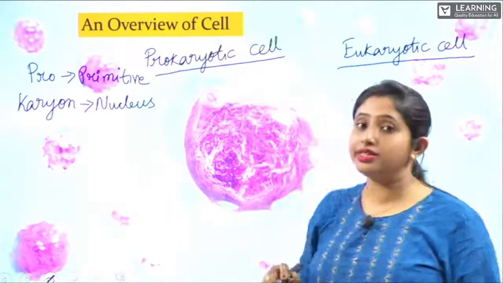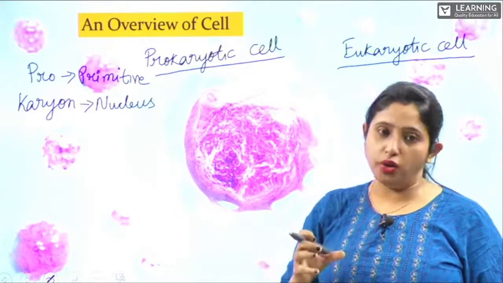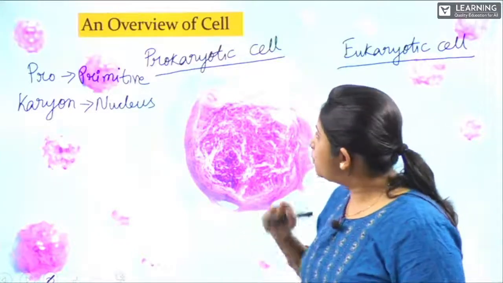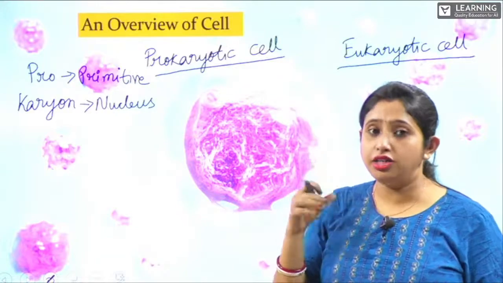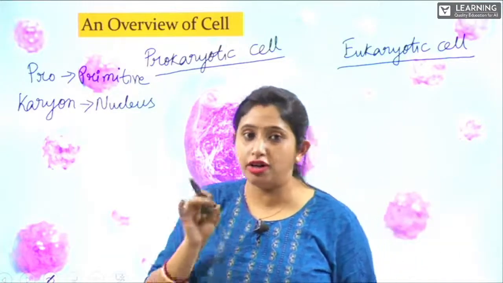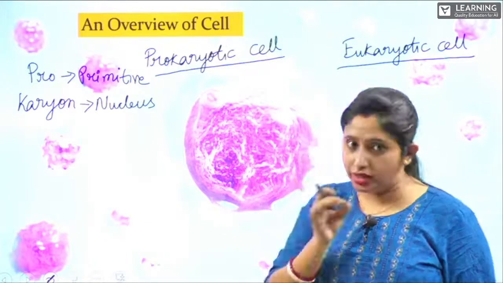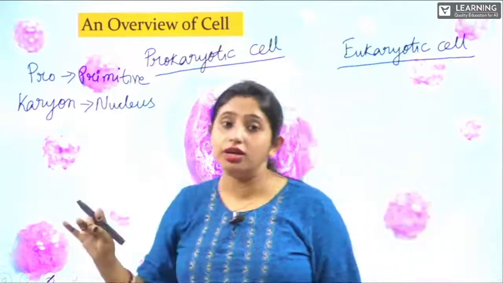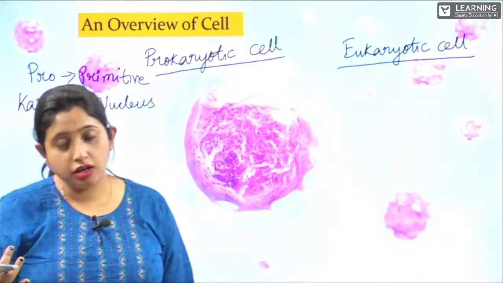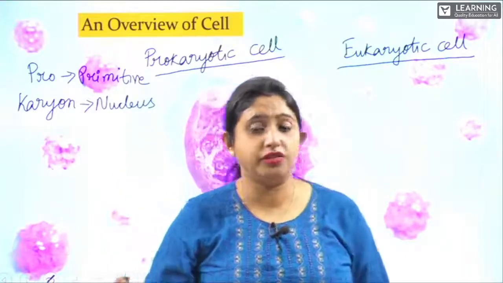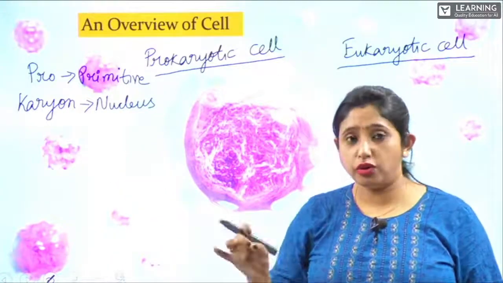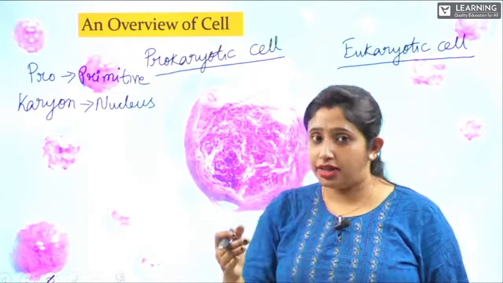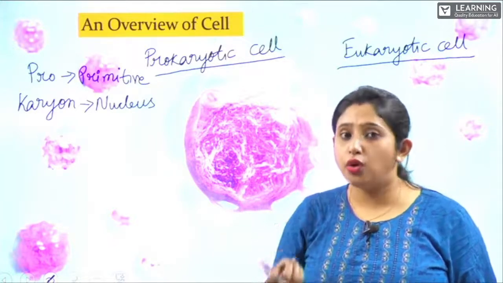So prokaryotic cells are the old ones. The bacteria is the smallest and the oldest cell. Prokaryotic cells lack the nuclear membrane. They do not have a nuclear membrane; they have a poorly developed nucleus. Also, most of the cell organelles are absent, like mitochondria, Golgi apparatus, and endoplasmic reticulum. You will not find them in the prokaryotic cell. The prokaryotic cell includes bacteria and cyanobacteria. All these are prokaryotic cells.